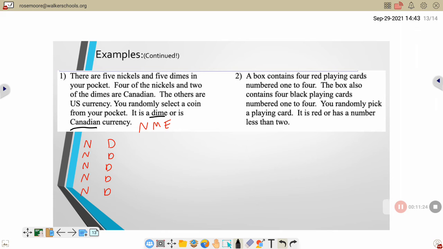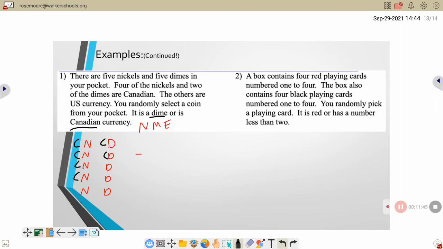Okay, so I have a total of 10 coins in my pockets. 4 of the nickels and 2 of the dimes are Canadian, so I'm going to mark those with C's. Canadian nickel, Canadian nickel, Canadian nickel, Canadian nickel, Canadian dime, Canadian dime. So the other ones are my regular nickels and dimes. So now I can sort of visualize what's in my pocket.